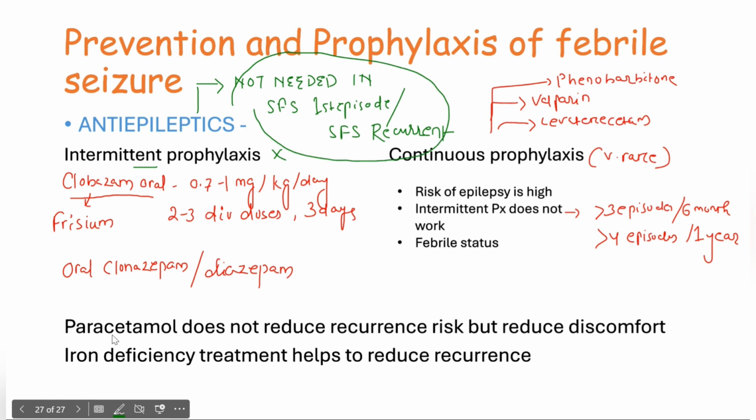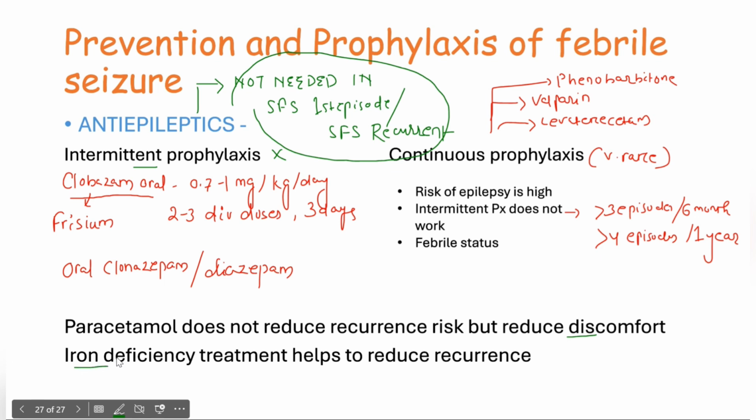Another thing is, there is a common belief that paracetamol can reduce the recurrence of febrile seizure, which is not true. If you give paracetamol for further fever, then it will reduce the discomfort of the child in a subsequent episode of fever. Here I am not talking about the current episode of illness, but a later episode. So it will only reduce discomfort.